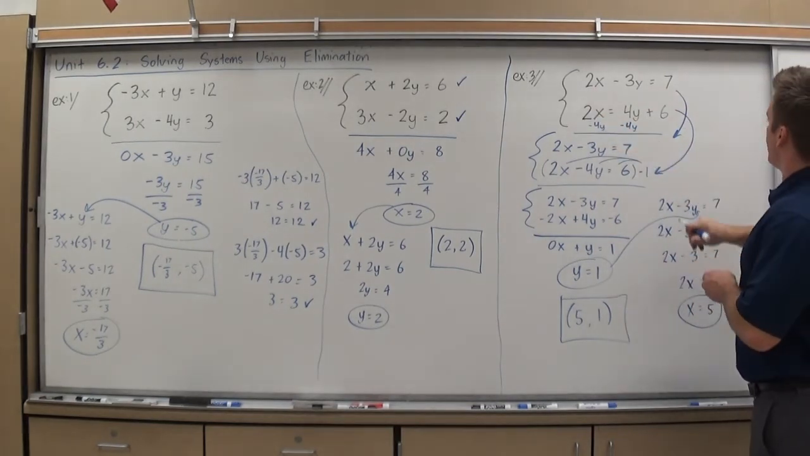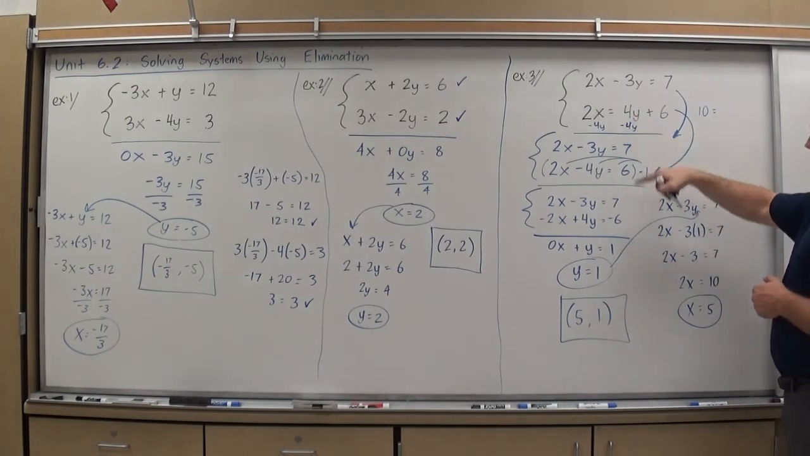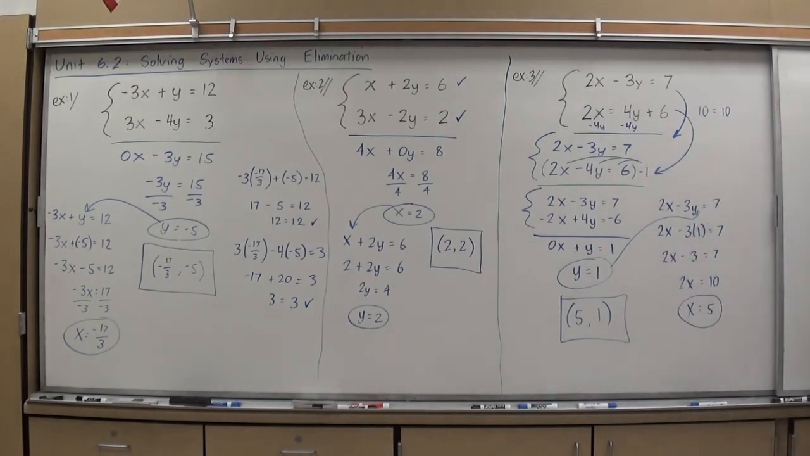2 times 5 is 10 on the left side. 4 times 1 is 4 plus 6 is 10. So it does indeed work for both. I have the correct solution.